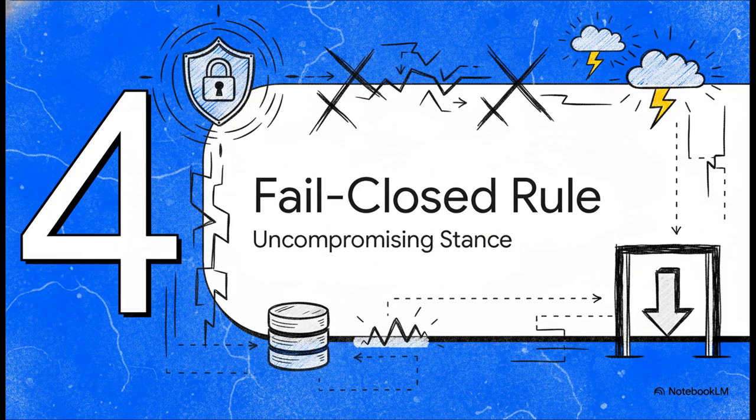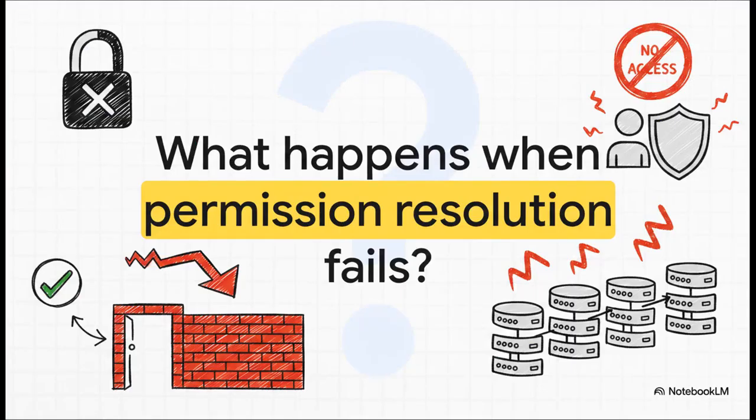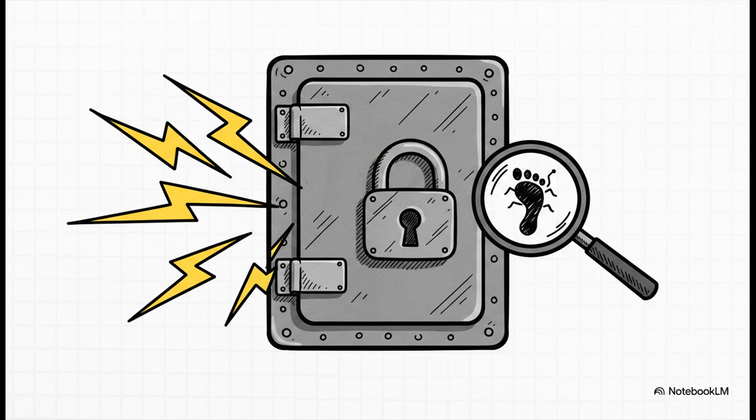Next up, Section 4, the fail-closed principle. I want you to think about this for a second. What actually happens in your system when permission resolution fails? Like, what does your backend do if it cannot definitively prove a user has access? Do you let them through just in case, or do you block them? This is arguably the most uncompromising security stance you have to take in backend design.